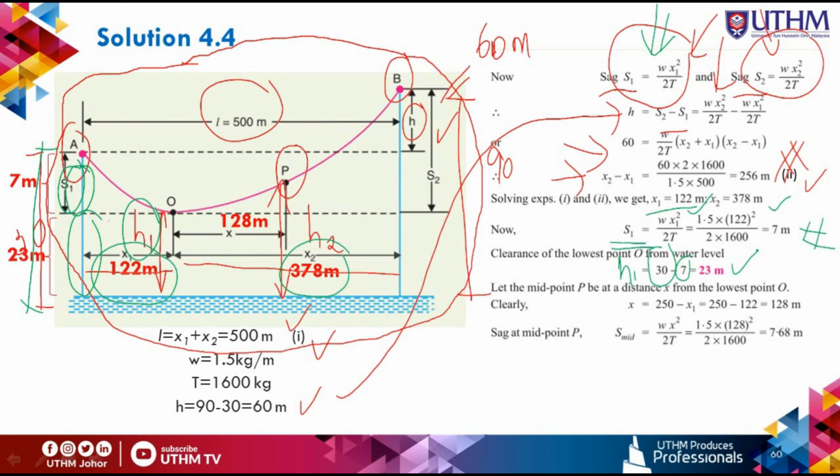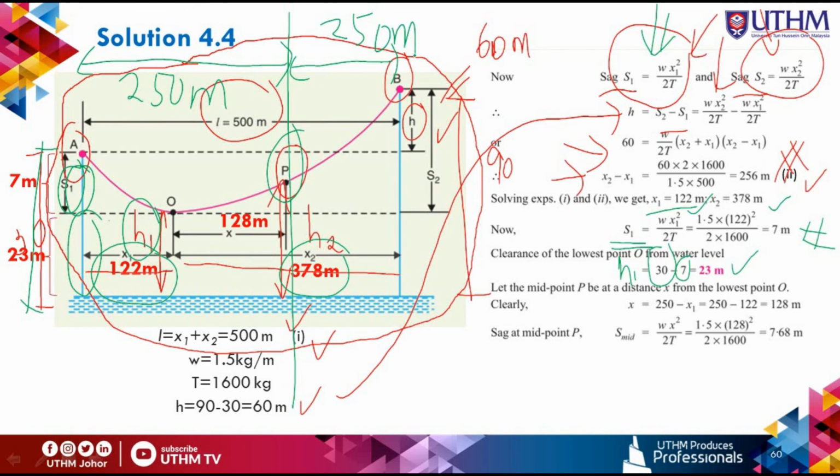The next question is to find the clearance midway between the supports. As we know that P is the midway, we can conclude that from here to here is 250 meters, and from here to here is 250 meters. We know x1, and we have to find x because, in order to get H2, we have to find the S mid.